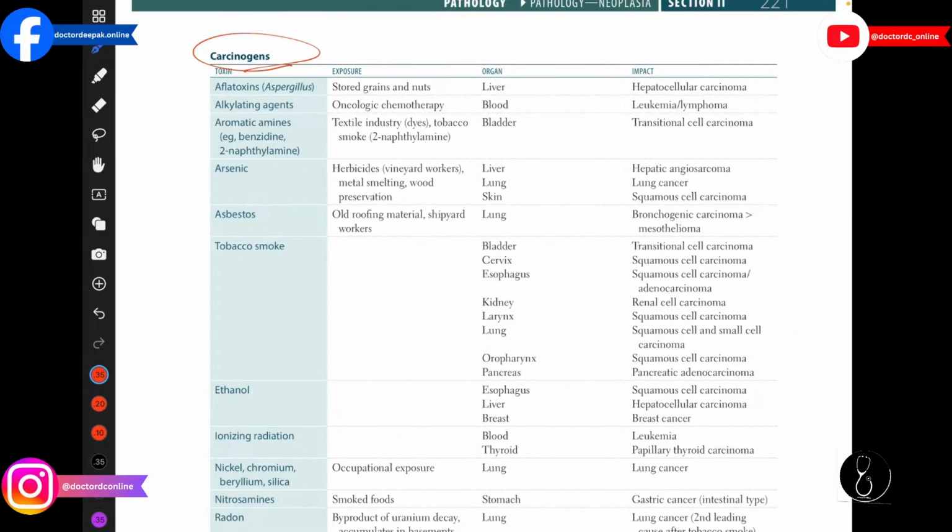Carcinogens, one of the important topics, are just like a hint. In any question, it just mentions these hints and points you to the carcinogen, and you have to diagnose that disease. Now we are going to study the carcinogens.